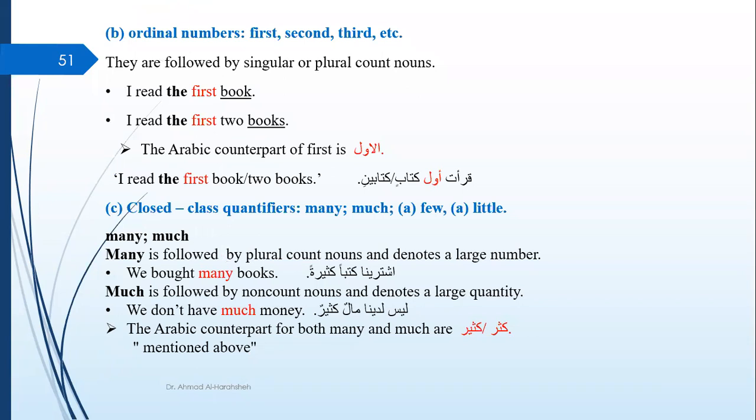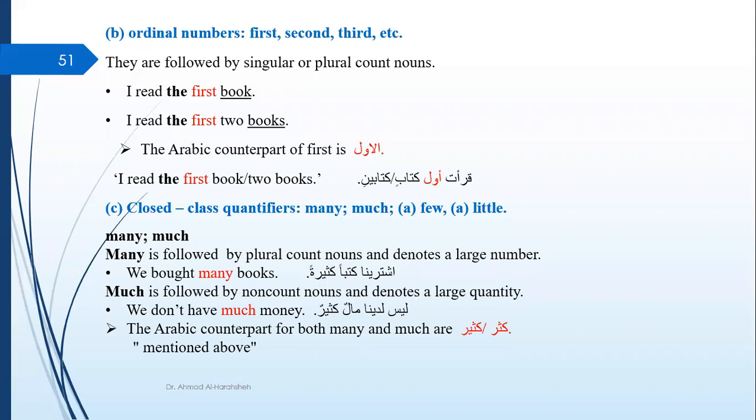We have ordinal numbers also. We use cardinal numbers 1, 2, 3, 4, 5, etc. And number 2, we use ordinal numbers such as first, second, third, fourth, fifth, etc. So we use these numbers in order to make specific references. And we should keep in mind that they are followed by singular or plural count nouns.